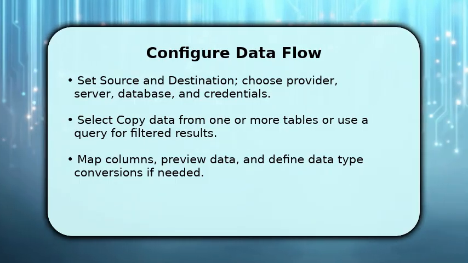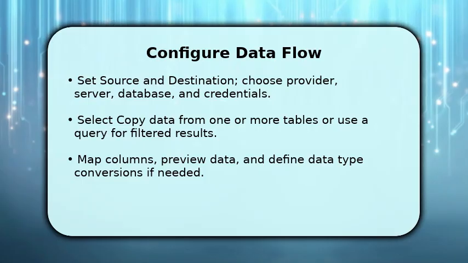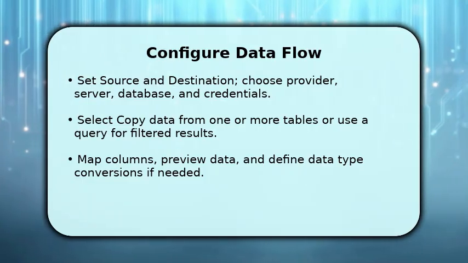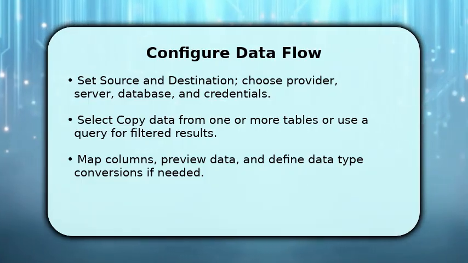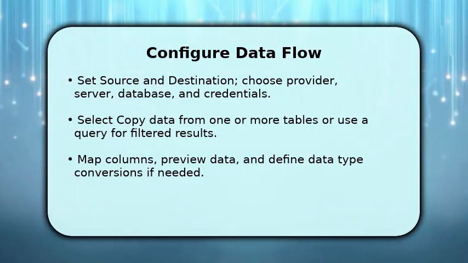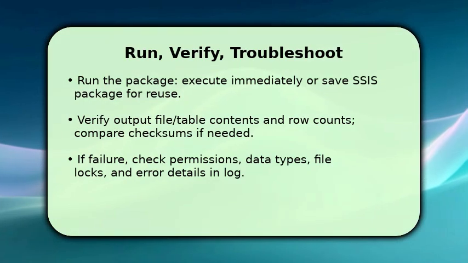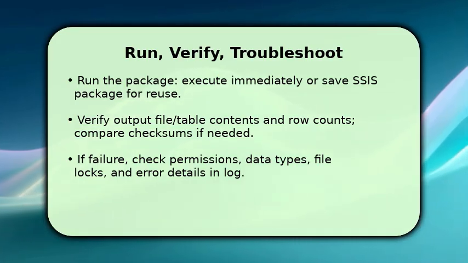After selection, use the column mapping screen to resolve mismatch types and set truncation rules. Preview a sample to confirm formatting before you schedule or run the export. You're ready to run. Choose Run Immediately or save the SSIS package for later automation, then execute.